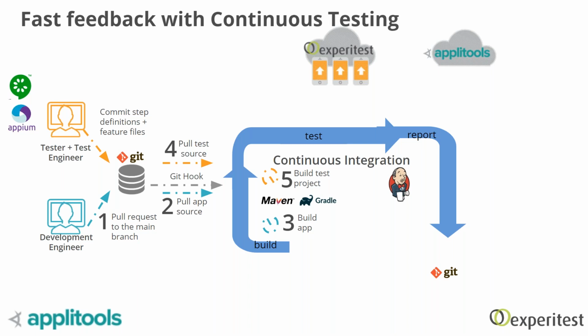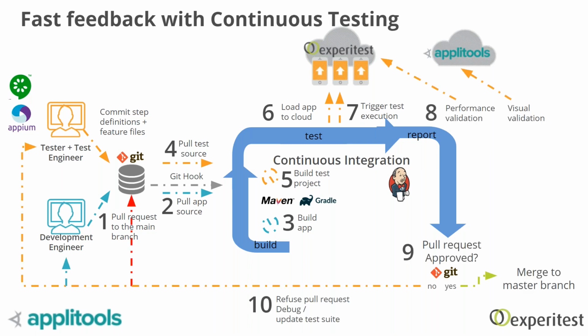So Jenkins will pull the test, build the test, and also build the application code. And then once the application code is built, it will get uploaded into the cloud, a cloud of devices and browsers, and then the test will be triggered. You want to be able to run your tests in parallel, and you want to scale them.